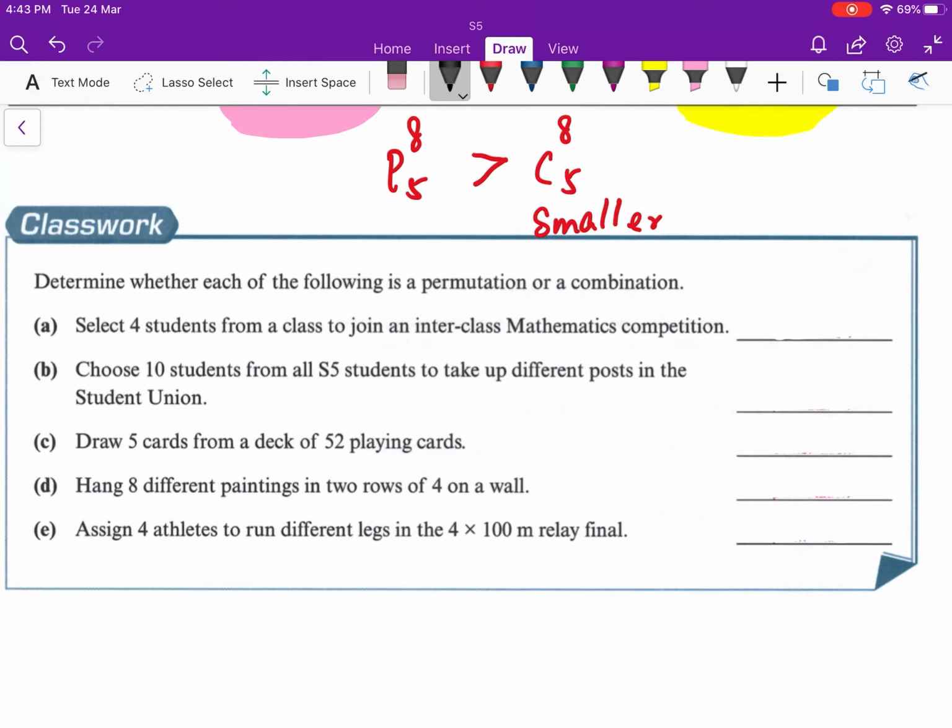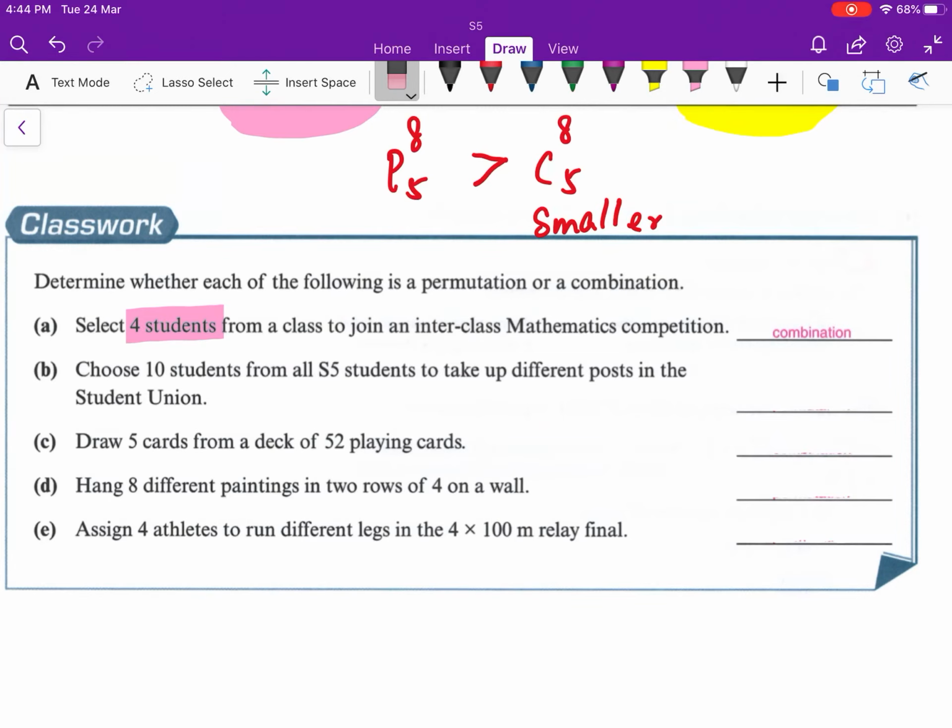Take a look at part A. Select 4 students from a class to join a mathematics competition. First of all, does the order of those 4 students matter? Must I choose Ada first, then Billy, then Kathy? Is it really like that, or just random? Those 4 of you come out, we join the math competition. If we don't care about the order, it will be nCr. Do we care about the order? Of course not, right? So it is a combination.